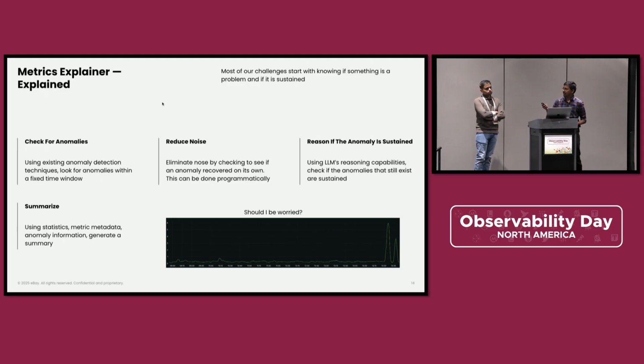So this is an example for that. The last-but-one spike is not really of any consequence because it resolved itself. The only one that we really need to ask the question, should I be worried or not, about is one that keeps sustaining itself.